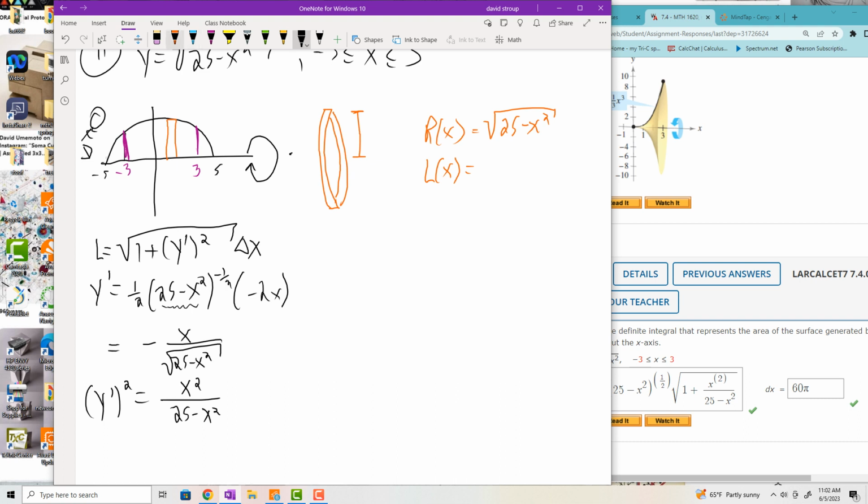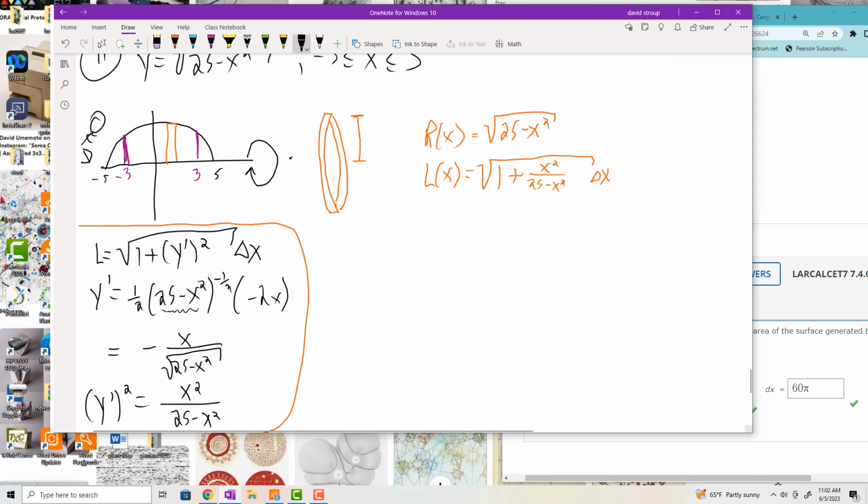So the big L of x formula is going to be, I have to put it in the square root, so it's even more complicated. It's going to be the square root of 1 plus y prime squared, which we just figured out was x squared all over 25 minus x squared, and then delta x, or dx if you wish. Okay, so the setup is a lot more complicated in this problem. That's kind of why I wanted to do it.